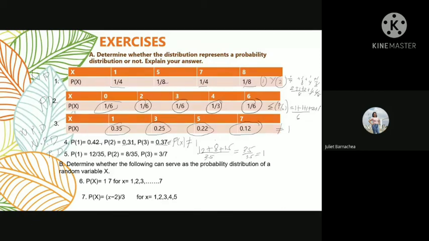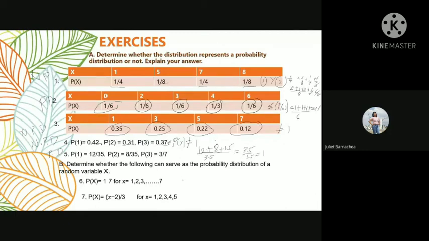Question so far? Wala na po. Alam nyo na kung paano mag-determine if it is probability distribution or not? Alam nyo na ba? May agam-agam pa ba?